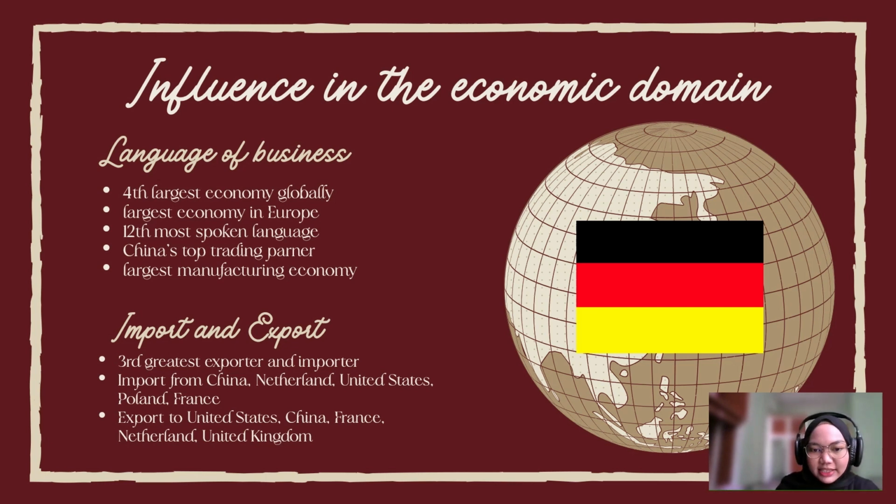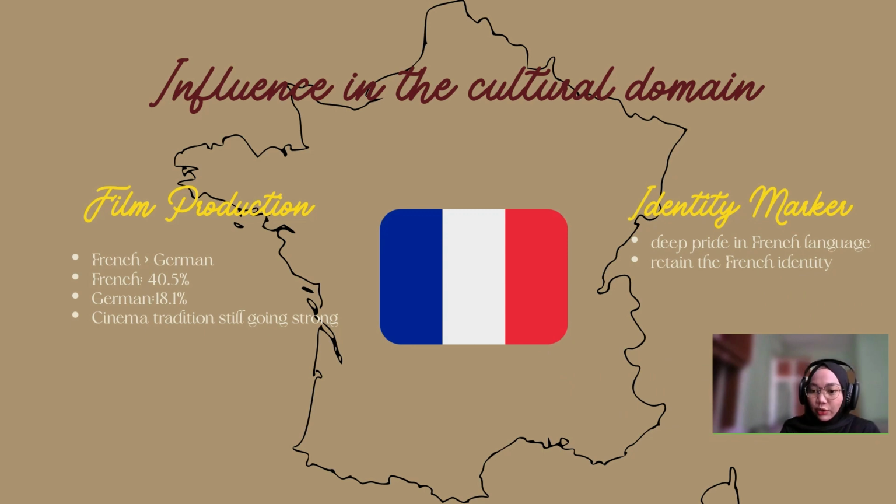So let's take a look at the next influence in the cultural domain. So let's talk about the French language first. So French-based films and movies are much more likely to be produced than the German-based movies. So French alone has published about 40.5%, while German only produced like 18.1%. And in France, the cinema tradition is still going strong, even though there is now the modern home theater, Xbox, and so on. So the rate of ticket cinema sales in France is twice more than Germany.